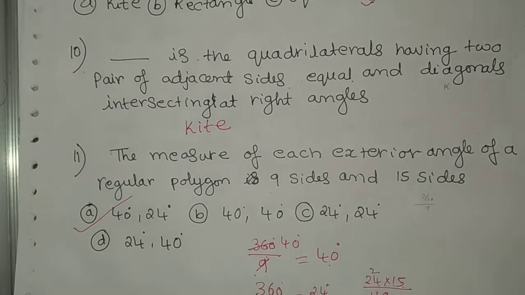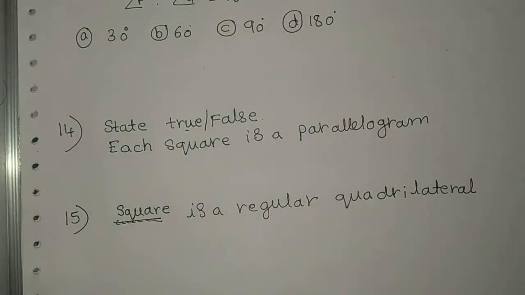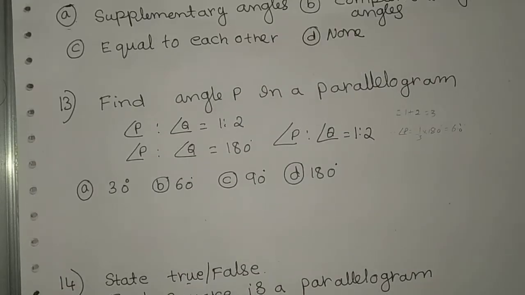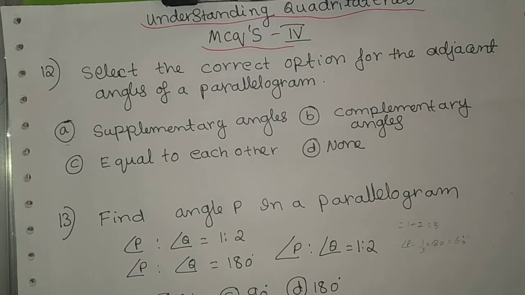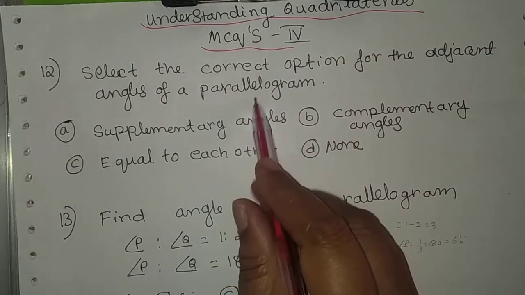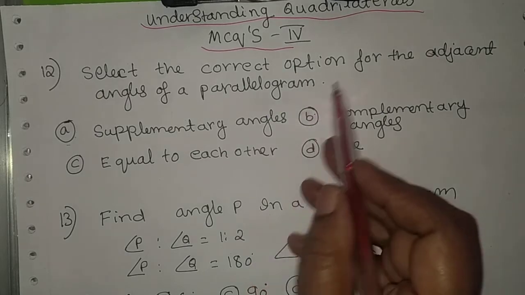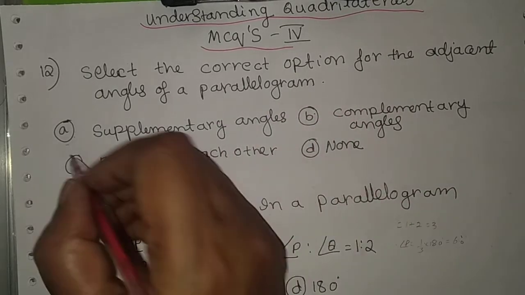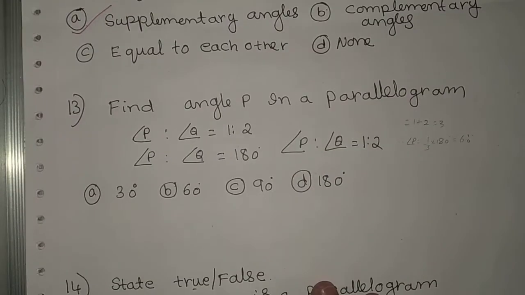So this completes the 11th one. We move on to the 12th problem. The 12th problem is: select the correct option for the adjacent angles of a parallelogram. Here the correct answer is that adjacent angles of a parallelogram are supplementary angles. This is the correct option.